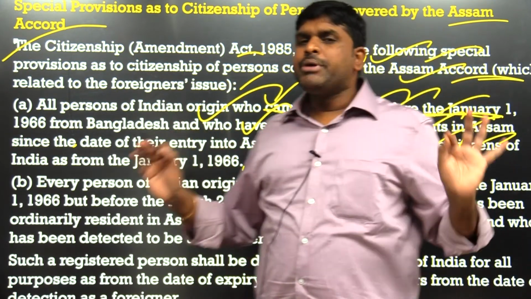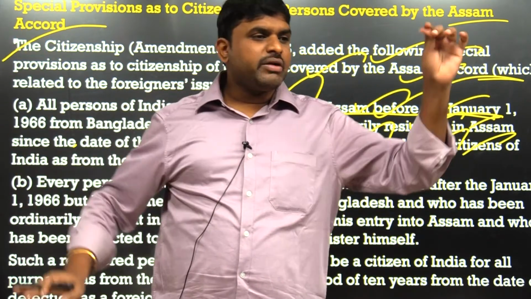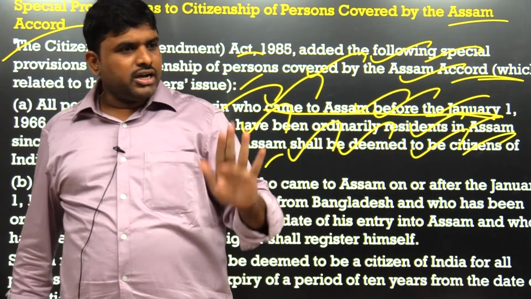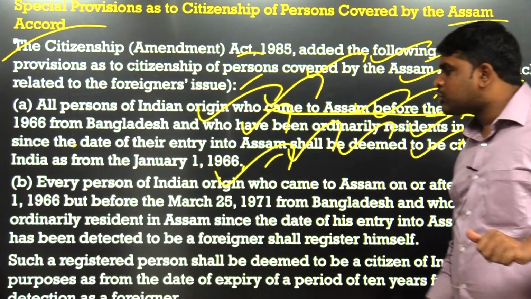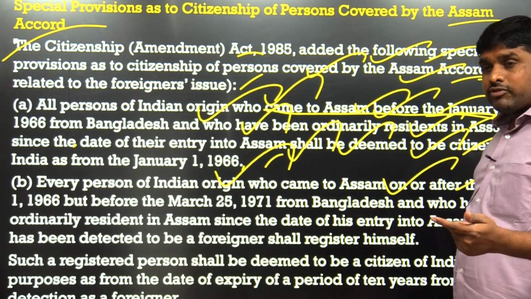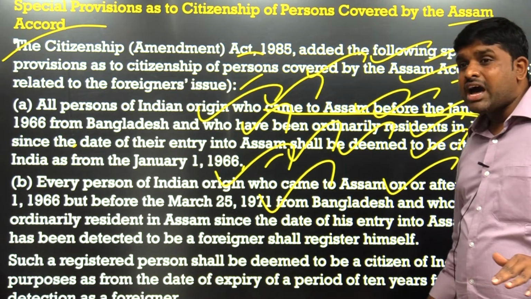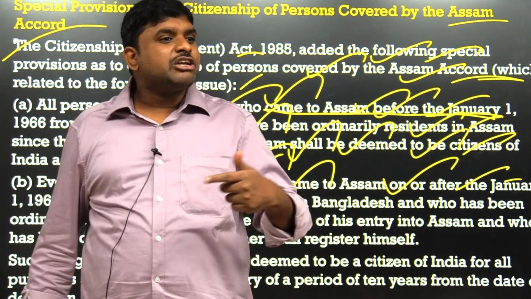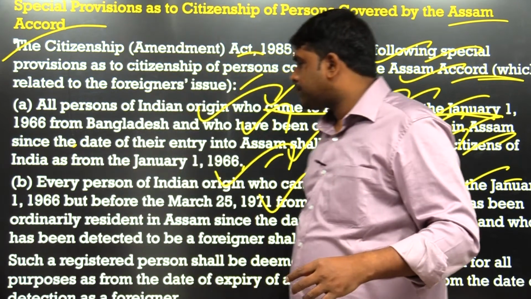So he told that people who came before January 1, 1966, we will give citizenship. But we will stop from January 1st, 1966. You don't worry. Till January 1st, 1966, we will give. Next. Every person of Indian origin who came to Assam on or after January 1st, 1966, not with respect to war, but before March 25, 1971. Why March 25, 1971? Liberation war. More infiltrations happened.